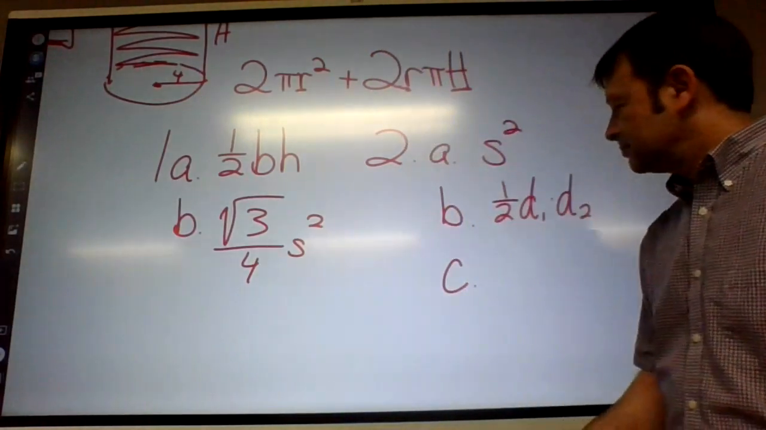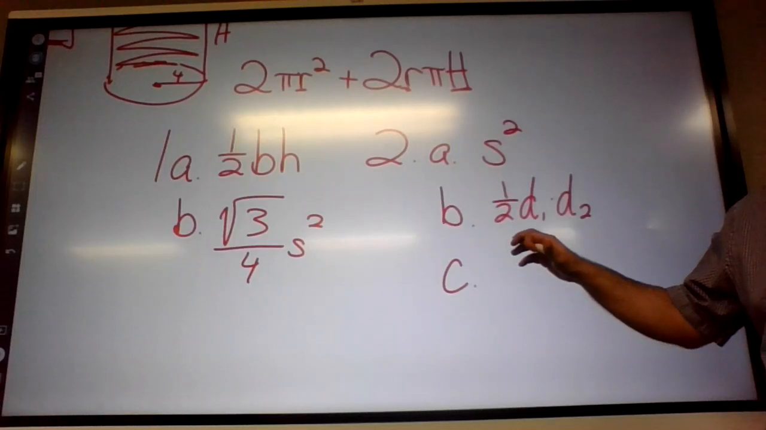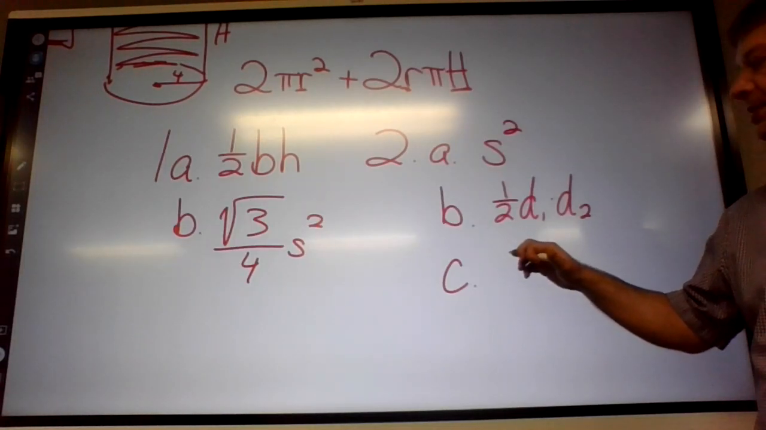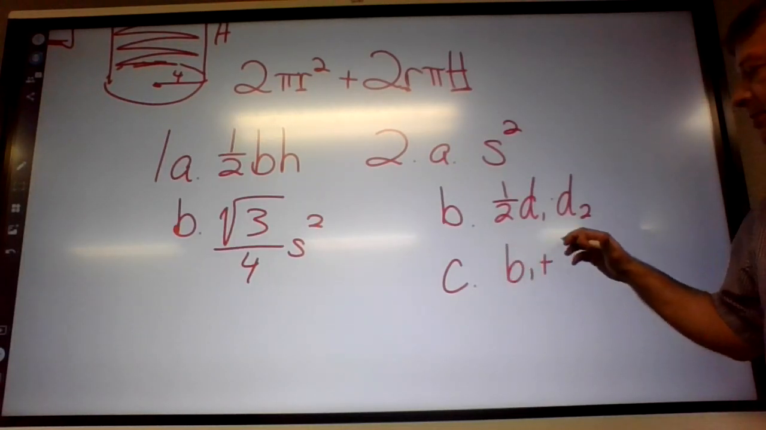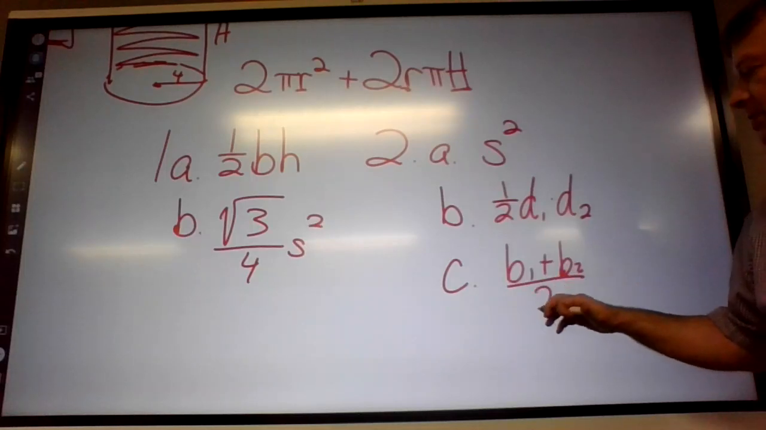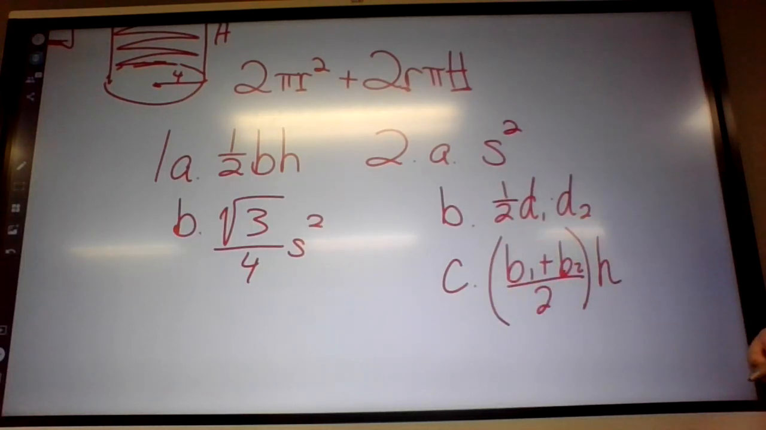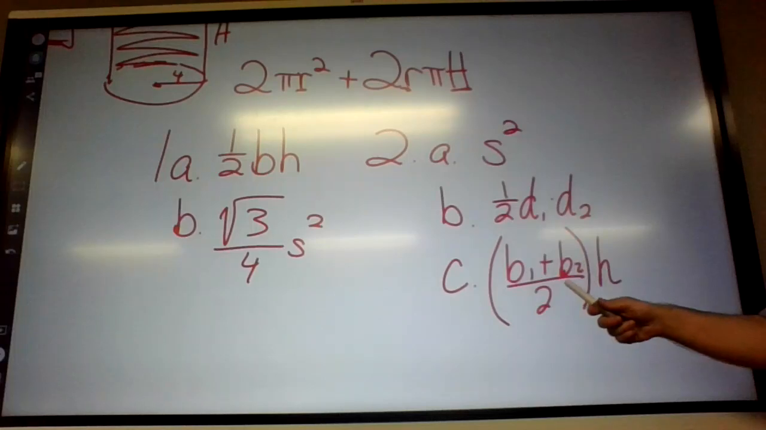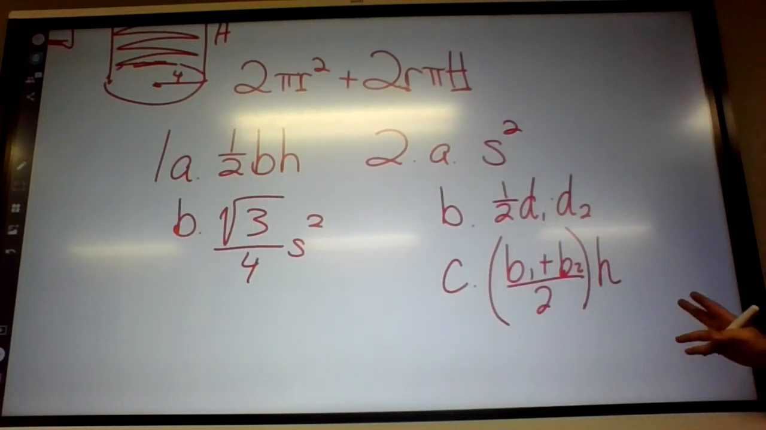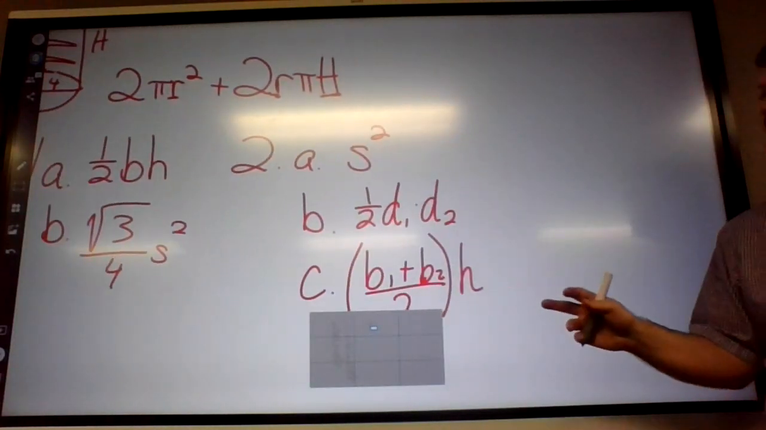Trapezoid. Base 1 plus base 2, divided by 2. Okay, average of the bases times the height. Instead of base times height, it's average of the bases times height.